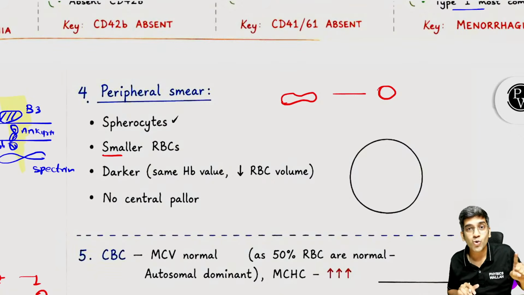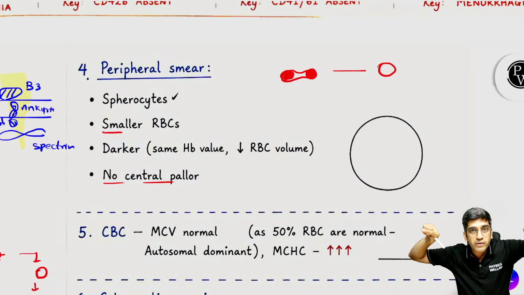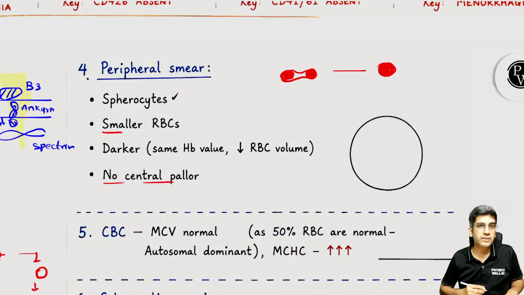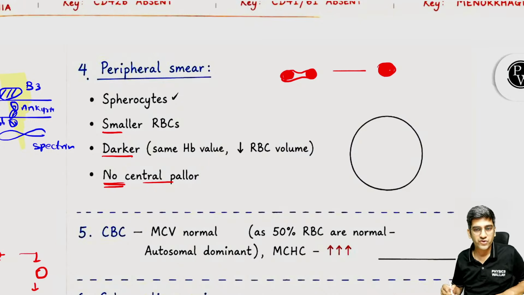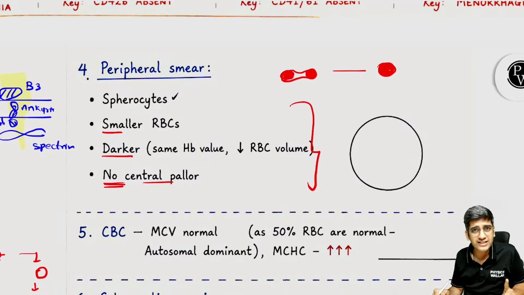And there'll be no central pallor. Very, very classical, because when it's a biconcave disc shaped structure, again reasoning by question, the hemoglobin will be towards the periphery, right? Disc. In the center, there'll be no hemoglobin. Now, there's no biconcave structure, so the entire RBC will become fully hemoglobinized, right? So smaller, darker, no central pallor is diagnostic of spherocyte. Never ever forget this three combination. Anywhere in exam, this three combination comes, think of spherocyte.